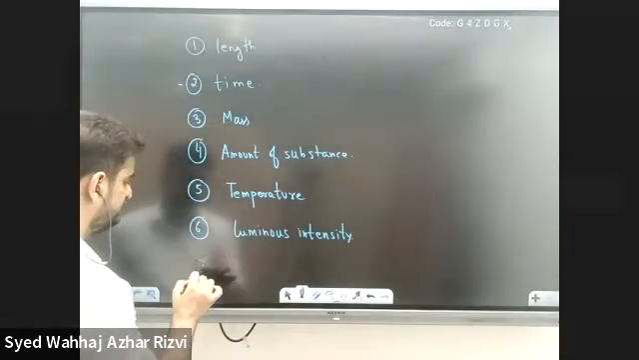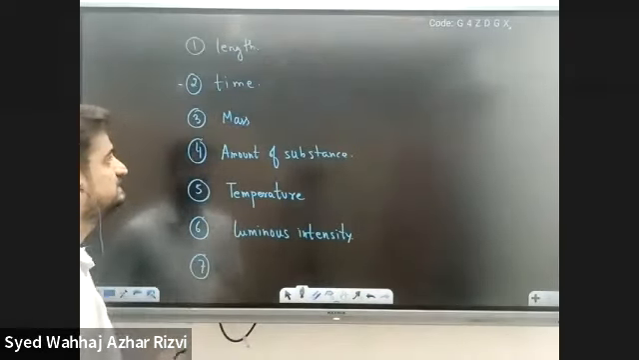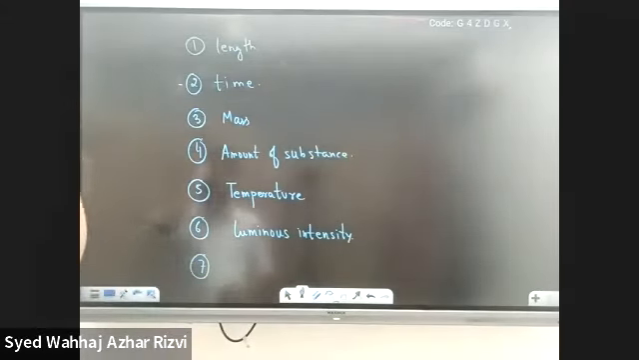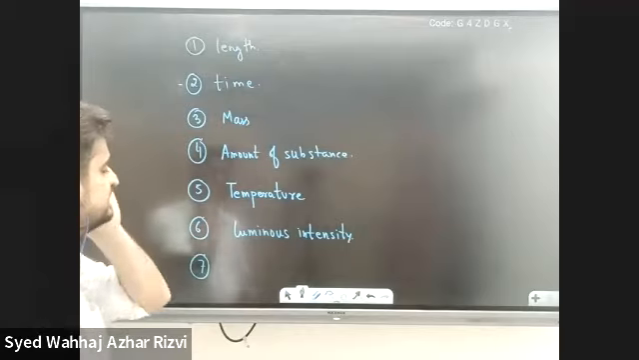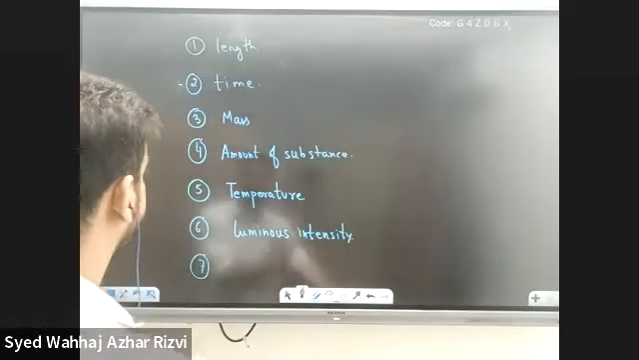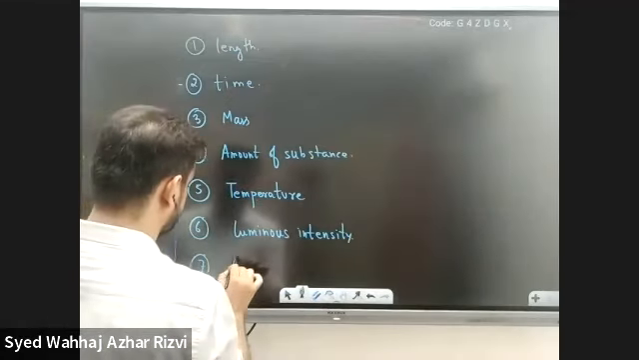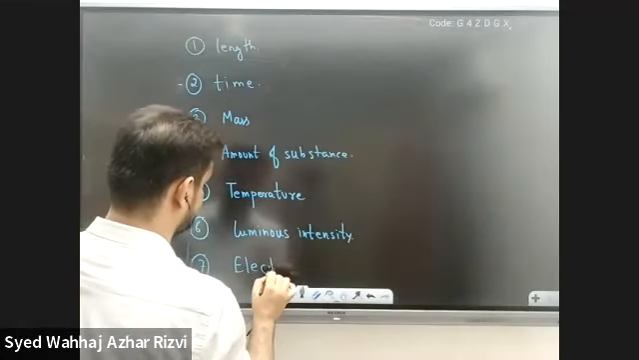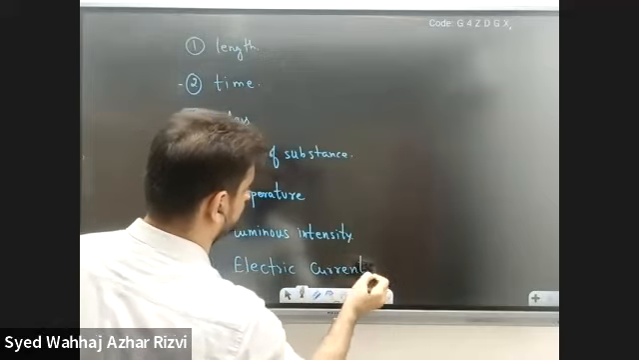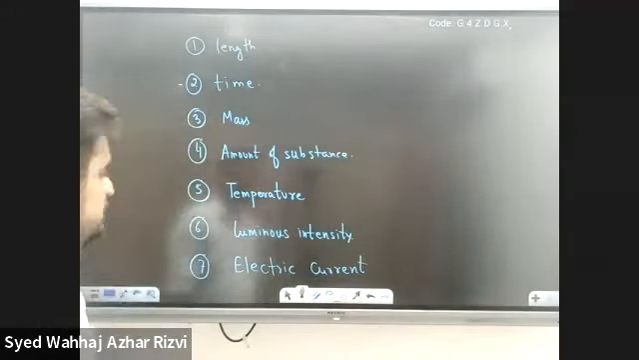And then there is the seventh one. And this one is length, time, mass, amount of substance, temperature, luminous intensity, and electric current. Okay. So these are the 7 fundamental quantities.